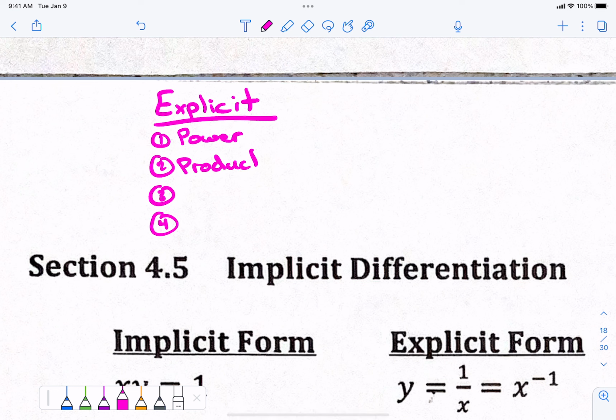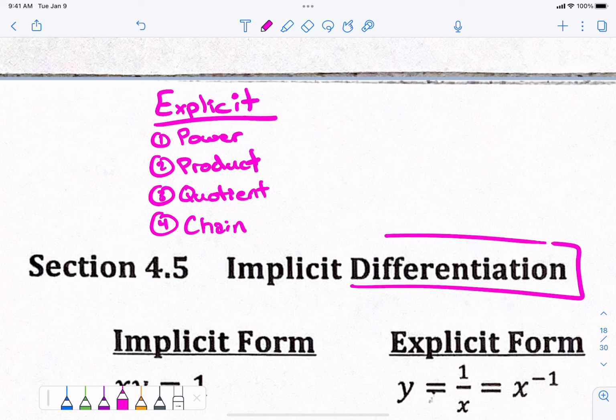Explicit. We have been finding the derivative explicitly the last couple sections, and these are the ways we've been doing it: power, product, quotient, chain. That's explicit differentiation. Differentiation is just finding the derivative. That's the word that they use. Differentiation is the process of finding the derivative. It sounds made up, but it's not.